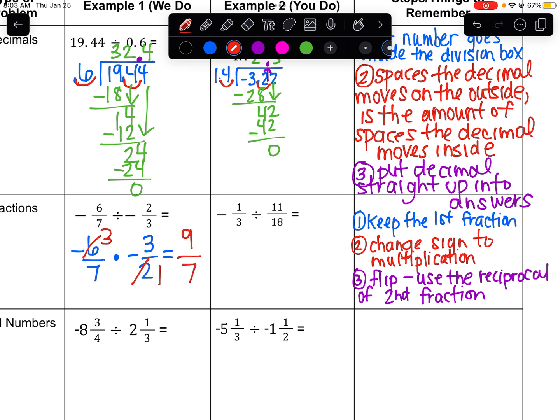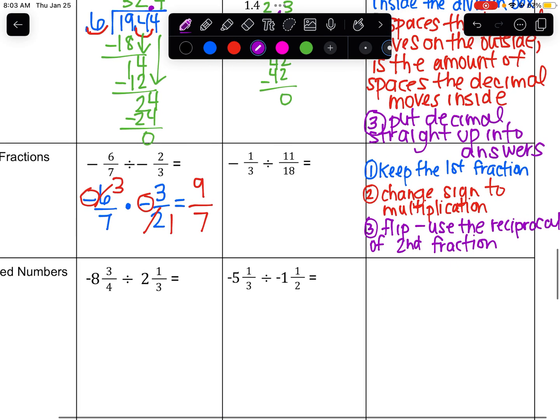7 times 1 is 7, and then I had 2 negative numbers, so that's going to stay positive. And then we can change that into the mixed number. So 9 divided by 7 is 1 2/7. All right, go ahead and pause your video and try the second problem.